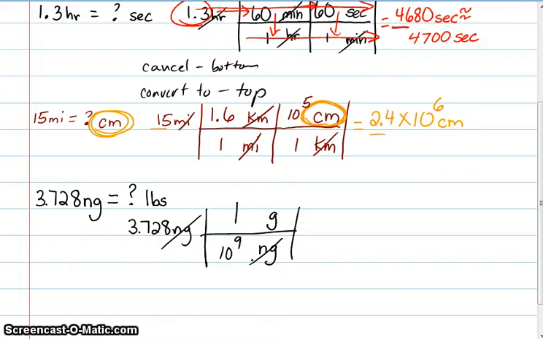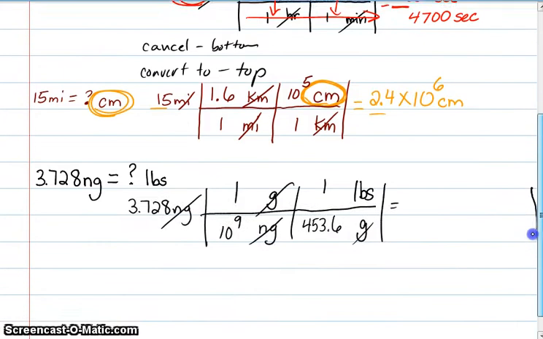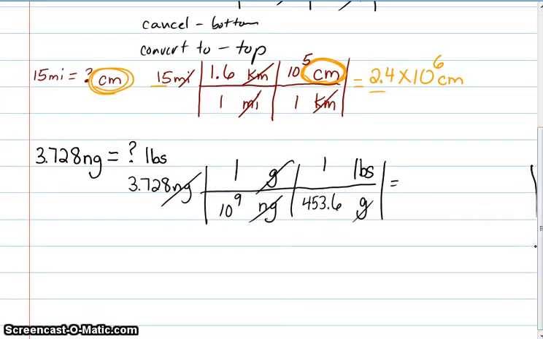Now I'm at grams. Am I where I want to be? No, I want to get to pounds. So I need a second bracket. On the bottom goes grams to cancel. On the top goes pounds. We know this conversion. 1 pound is 453.6 grams. I gave you that, I think, at the top. Did I? There it is. 1 pound is 453.6 grams.